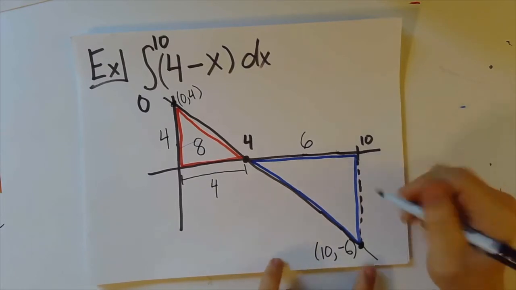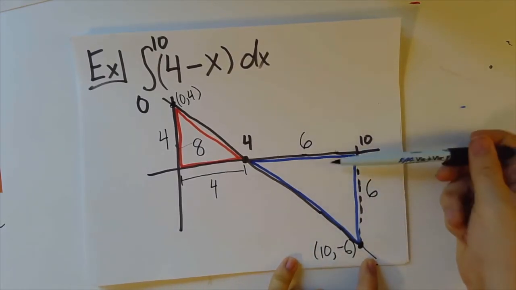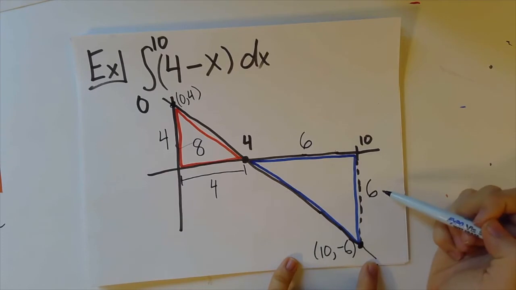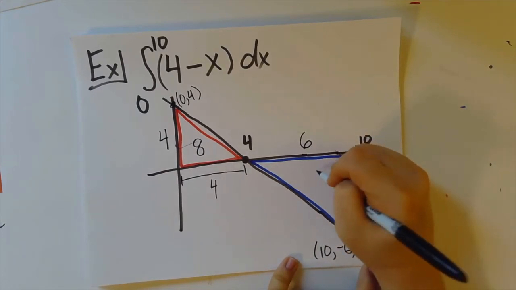Okay, so the height of this triangle is 6. That is going from a height of 0 down to minus 6. That's a distance of 6. Okay, and so the area of this triangle is 1/2 of 6 times 6, which will be 18.